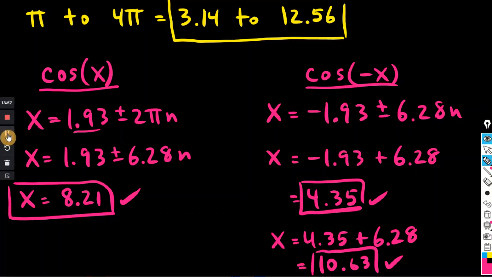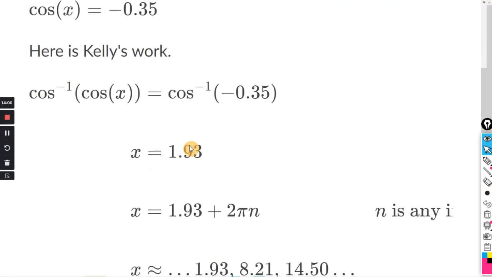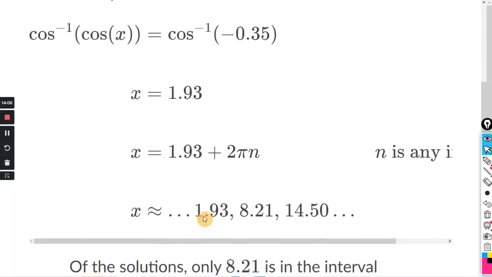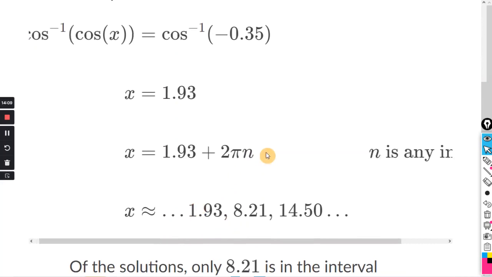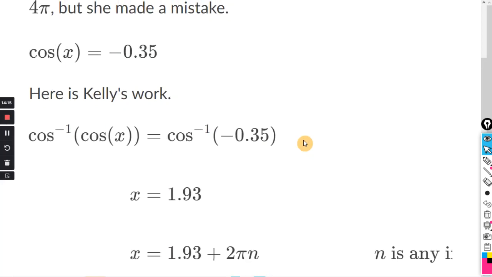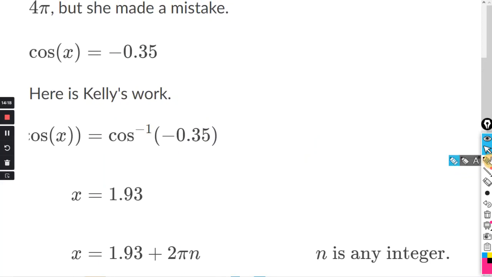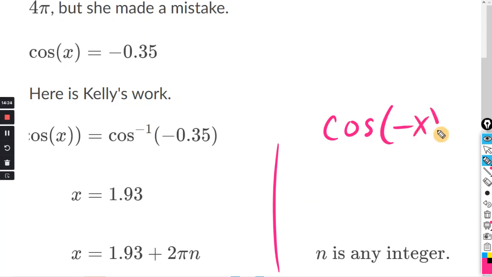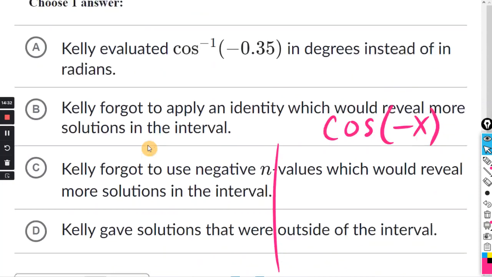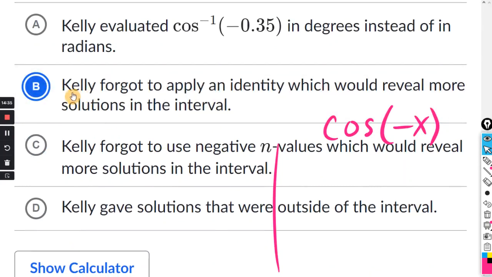All right, let us compare. So this person got the value for x correct and then added 2 pi. Okay, but he or she never did the cosine of negative x. All right, so there should have been more work on the other side here for the cosine of negative x. This person never did that. He or she only did the cosine of x. So he or she didn't use an identity. That's okay, that's a she. Kelly forgot to apply an identity, which would reveal more solutions. There you go.